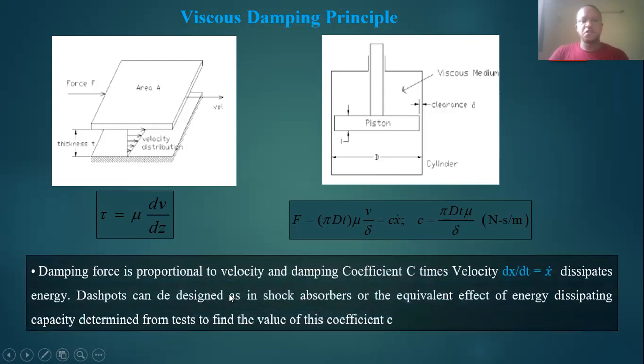So damping force is proportional to velocity: damping coefficient C times velocity. We represent dx/dt as x dot, and it dissipates energy. Dashpots can be designed as in a shock absorber, or for an equivalent effect of energy dissipating capacity, determined from tests to find the values of the coefficient C.